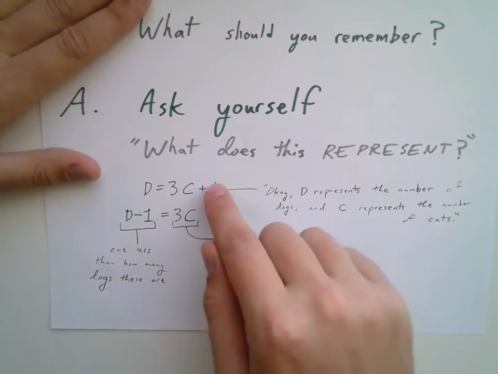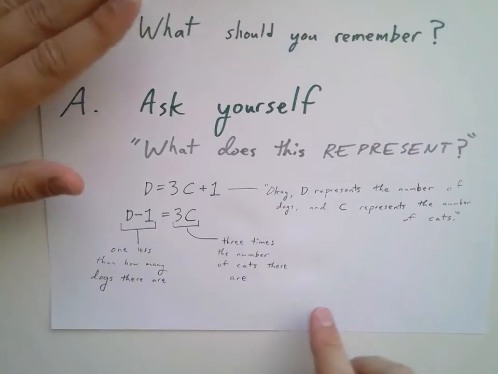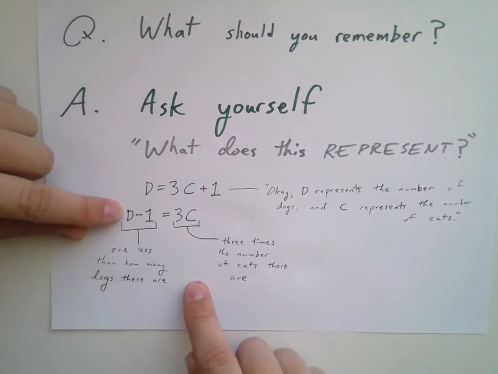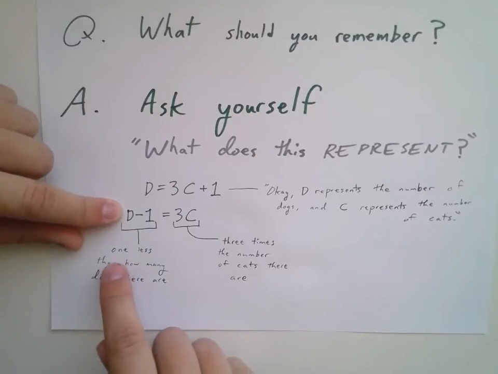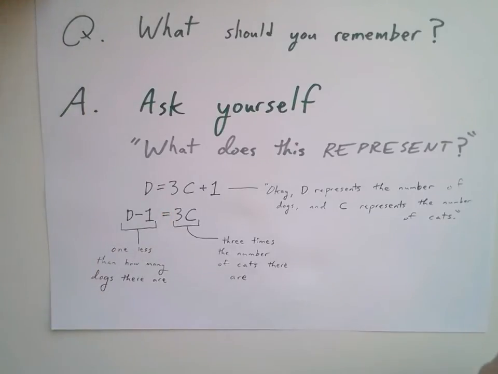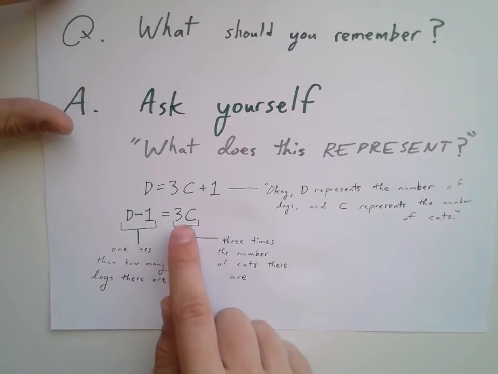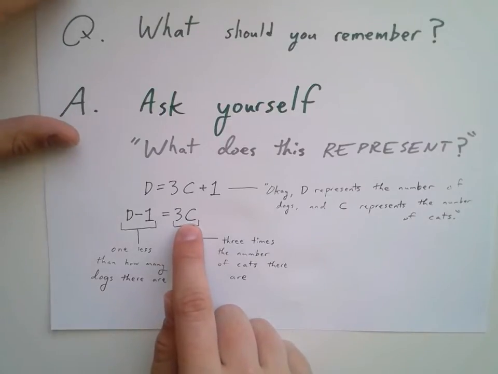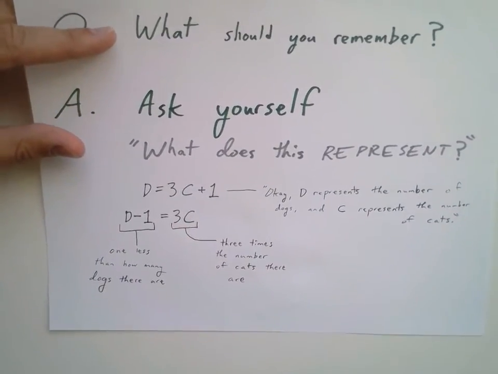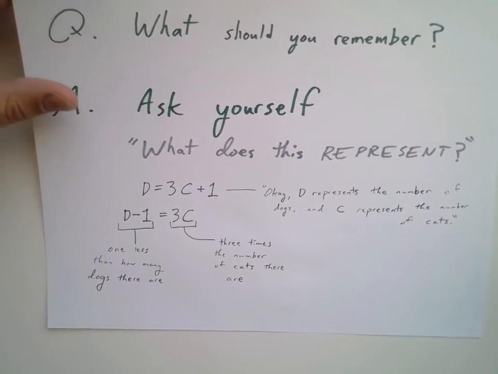And then you start solving it, subtract 1 from each side, then if you're starting to get confused, think, okay, D minus 1 is the number of dogs minus 1. 3C is 3 times however many cats there are. So if there's 6 cats, 3C is 18. If there's 10 cats, 3C would be 30. So think like that, and it will help you get unconfused, hopefully.